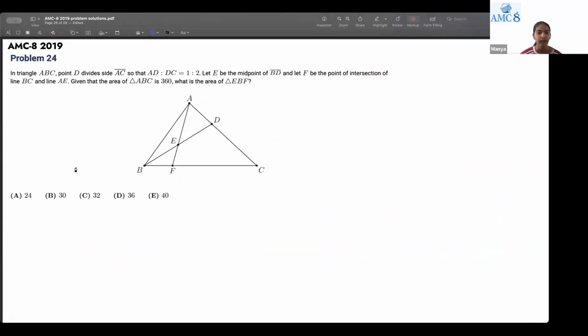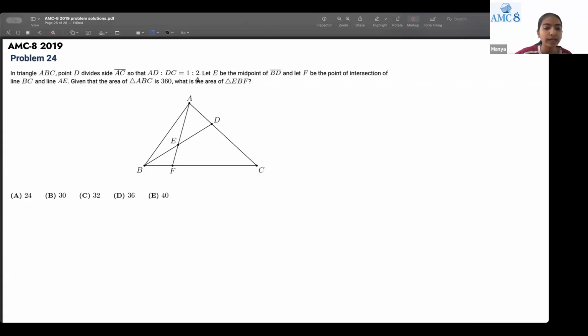Problem number 24. In triangle ABC, point D divides side AC so that AD to DC is in the ratio 1 to 2. Let E be the midpoint of BD and let F be the intersection of BC and line AE. Given that the area of ABC is equal to 360, what is the area of triangle EDF? So then, once again, let me read this problem, but I'll say it slower and explain each part.